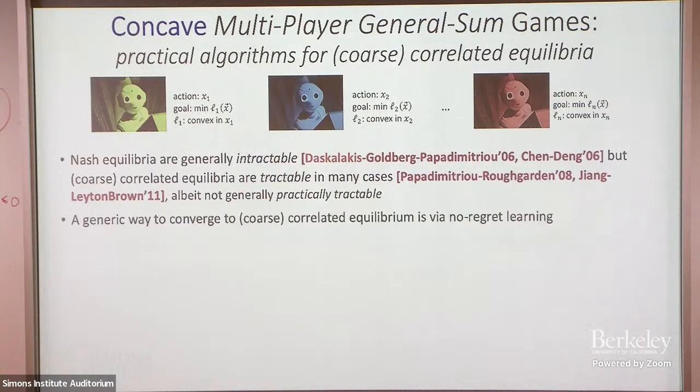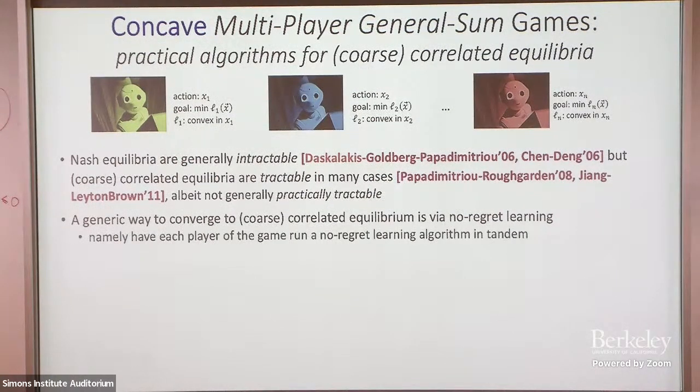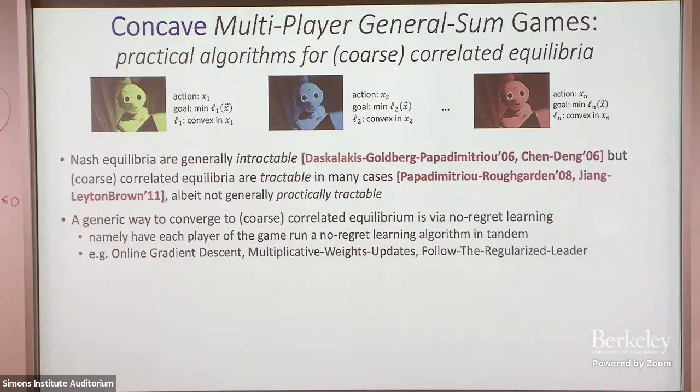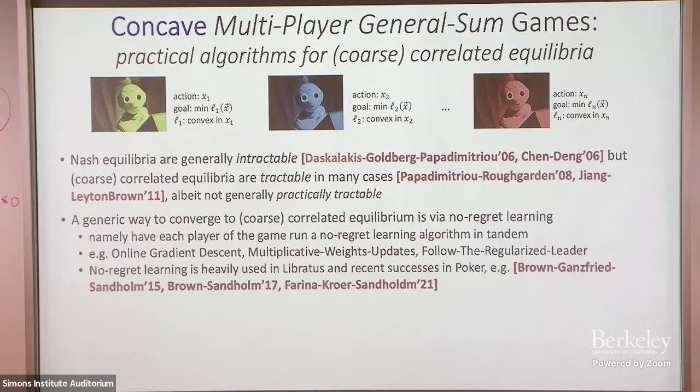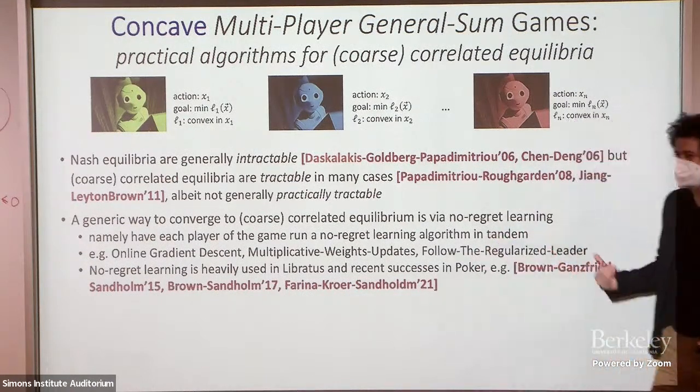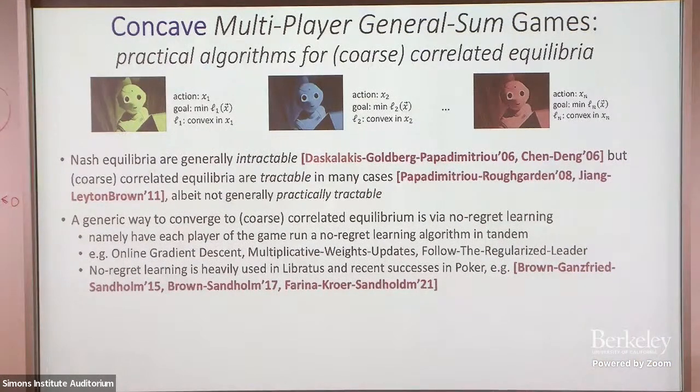So how about practical algorithms? Well, a generic way, as I was saying earlier, to converge to correlated or coarse correlated equilibrium is by doing no-regret learning. Have every player run by themselves their own no-regret learning algorithm, such as online gradient descent, multiplicative weights update, follow the regularized leader, follow the perturbed leader, and so on and so forth. In fact, this no-regret learning is used in recent successes in the practice of solving difficult games. Like it is used at the heart of the Libratus algorithm that beats humans in poker.